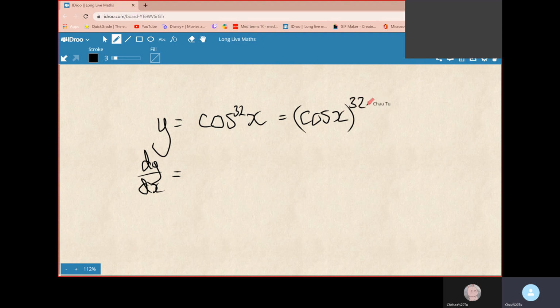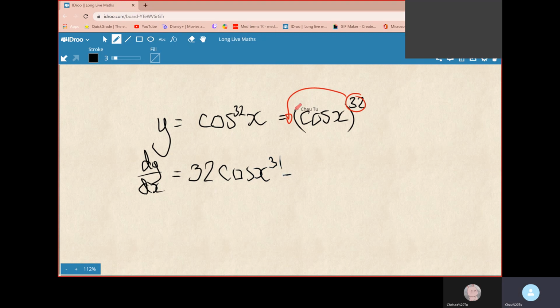Okay, how do you differentiate this? All right, the power comes down. Okay. So it's 32. The bubble stays intact.